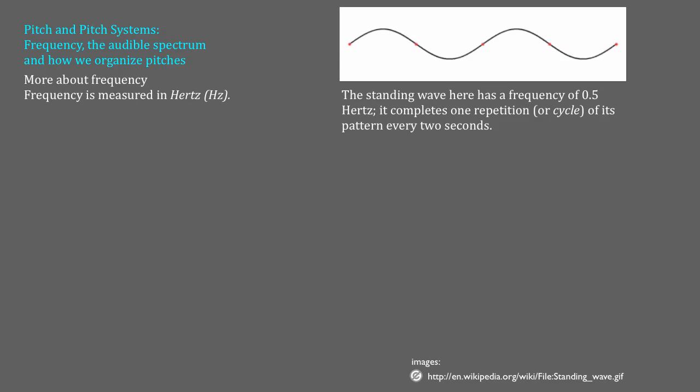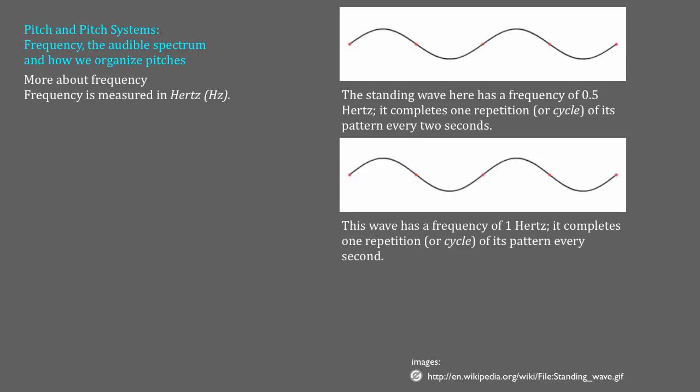Let's talk a little bit more about frequency and do some definitions. Frequency is measured in hertz, which can be abbreviated as Hz. The standing wave here has a frequency of 0.5 hertz. It completes one repetition or cycle of its pattern every 2 seconds. And to be specific, a cycle is what a wave does when it deviates from its equilibrium, in this case being a straight line, all the way in one direction, then back to equilibrium, back in another direction, and then back to equilibrium again. So this is doing that kind of a complete cycle every 2 seconds.